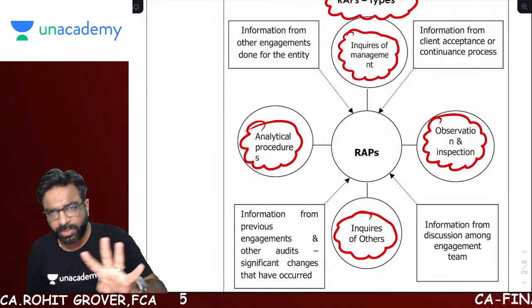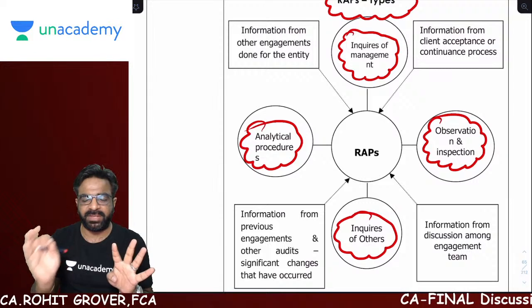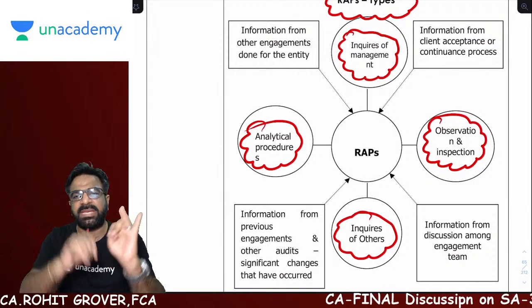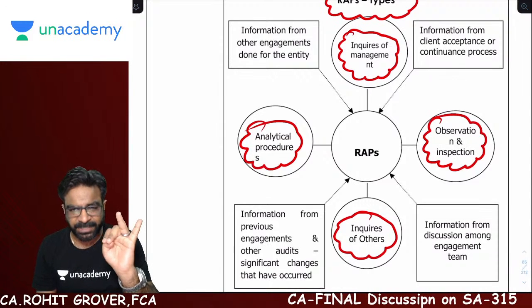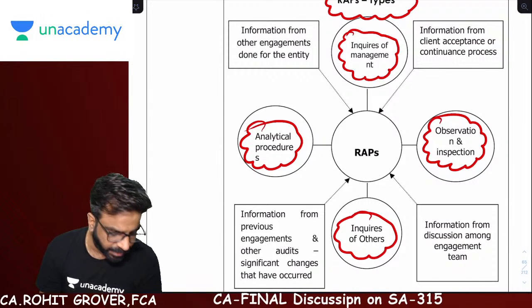So they may ask you to briefly explain the risk assessment procedures for the auditor to identify and assess the risk of material misstatement. First one you will write: inquiries from the management. Second one you will write: observation and inspection. Third one you will write: inquiries from others. And fourth one you will write: analytical procedures.